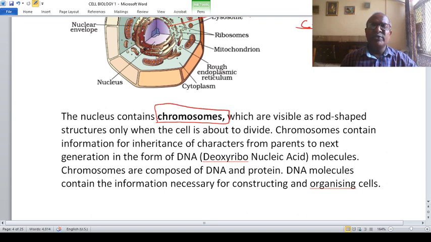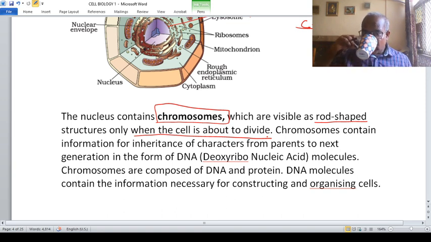They are made up of genetic material. These chromosomes are visible as rod-shaped structures only when the cell is about to divide. So you have to remember, the chromosomes are visible only at the time of cell division, not at all times. When the cell is about to divide, the chromosomes will be visible.